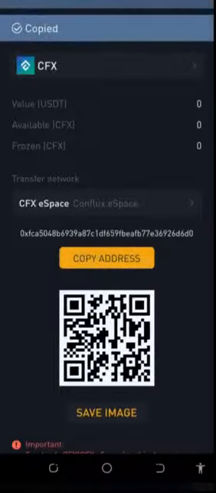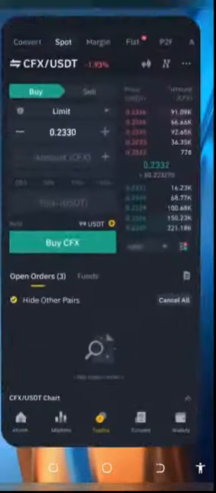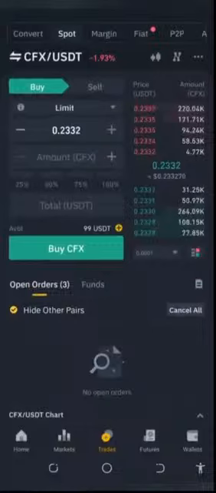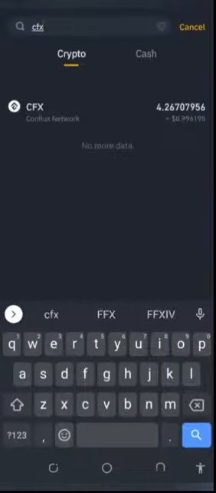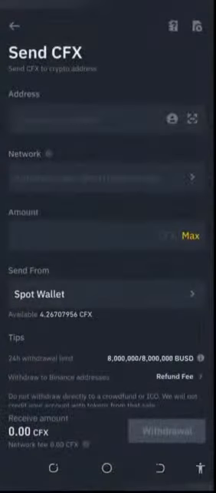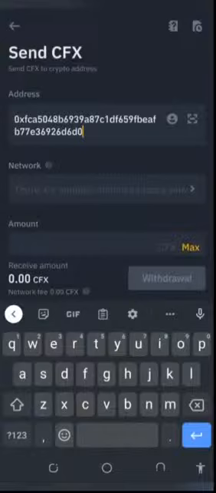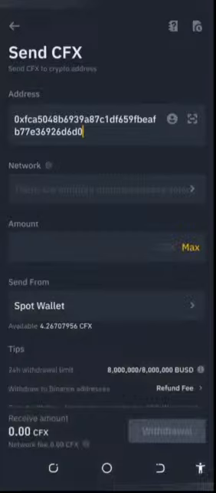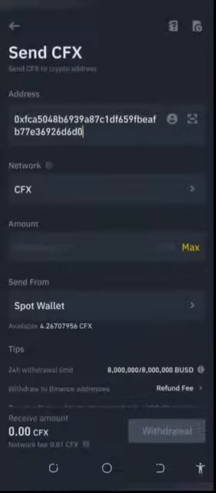Okay. So let's copy it. And then we will go back and withdraw. So we check on our CFX. We just have 4.26. Let's click on that. And then let's put the address here. Okay, the address looks like it's looking good. Looks like it's not a mistake. The network is supposed to be CFX, okay? If this address wasn't good, it would be showing red.